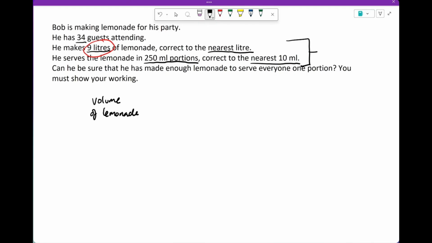So we're going to start by drawing our number line, and we're going to put 9 in the middle. Now it says to the nearest litre is the degree of accuracy, so essentially that's to the nearest whole number. So we're going to add 1 to the 9 to get 10, and subtract 1 to get 8. So our bounds are our midpoints here and here. So our upper bound is going to be 9.5 litres. Our lower bound is going to be 8.5 litres, like that.